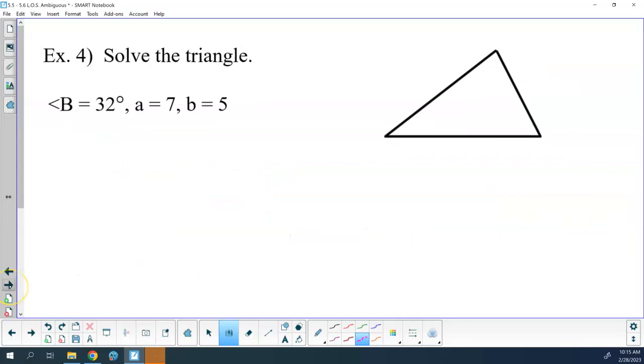Now, the beast. Guess what? There's going to be two. Okay? All right? So let's first get it set up.